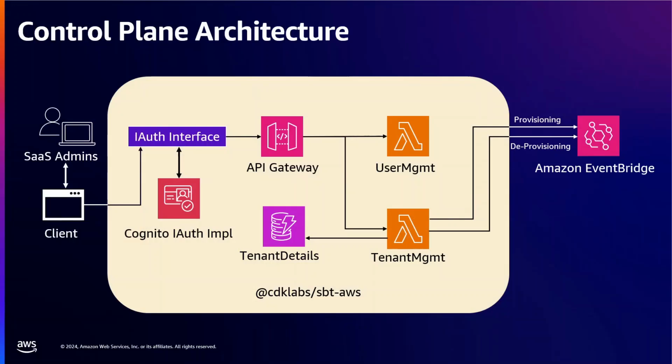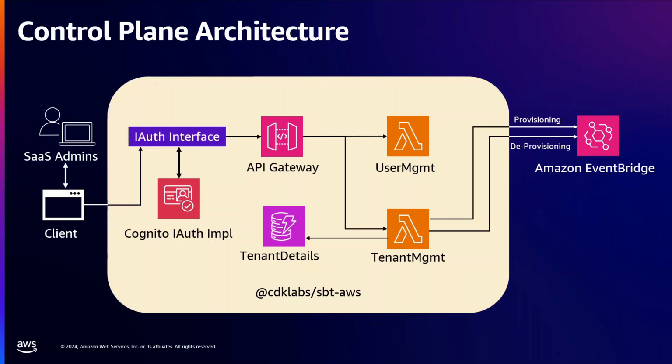Moving on, now we will delve deeper into the control plane architecture. Please take note of the yellow colored section which denotes the control plane. On the left, we have our SaaS administrators interacting with an external cloud which is out of the box and not part of our system.